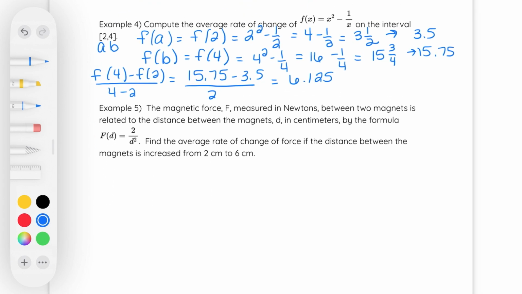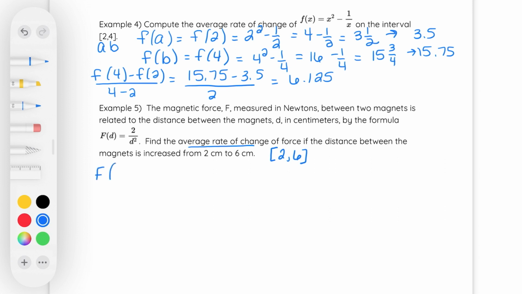Doing the same idea except putting it into context, the magnetic force, F, measured in newtons between two magnets, is related to the distance between those two magnets in centimeters. Using the formula, F of D is 2 over D squared. Find the average rate of change of the force, the distance between 2 centimeters and 6 centimeters. So I'm looking for 2 to 6.